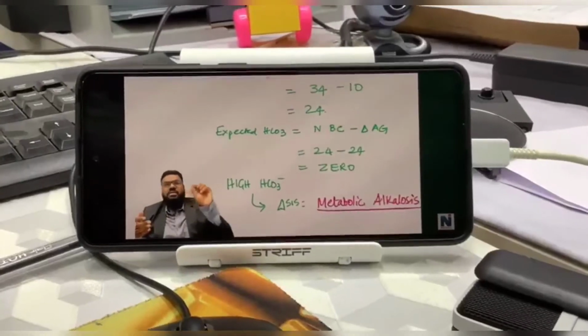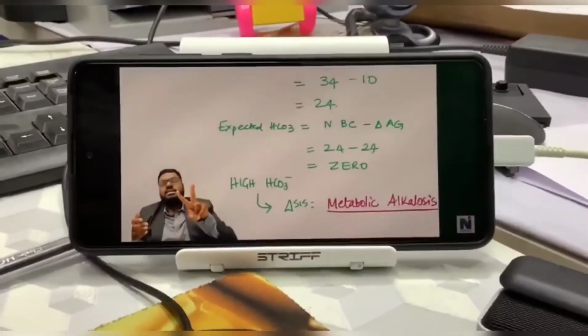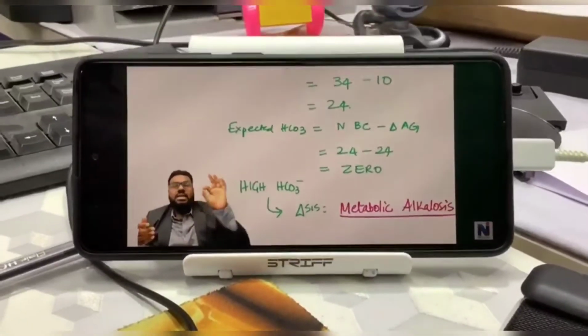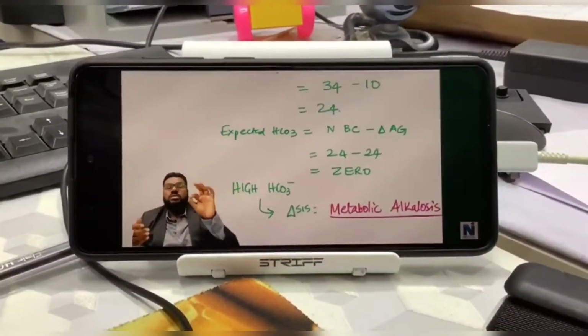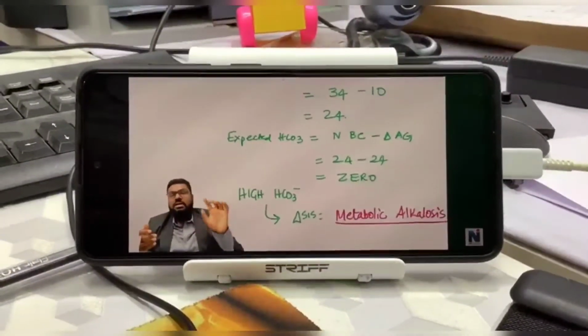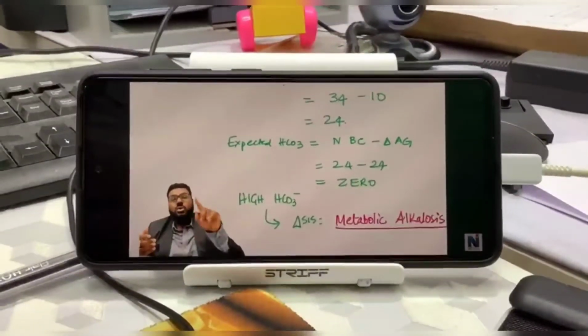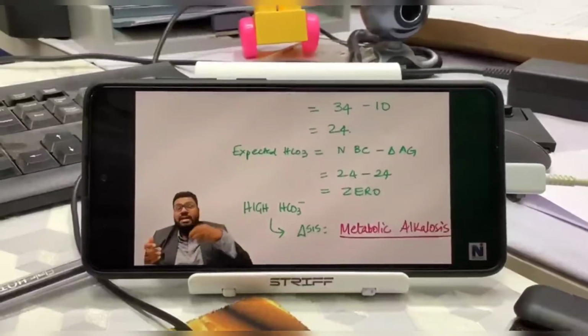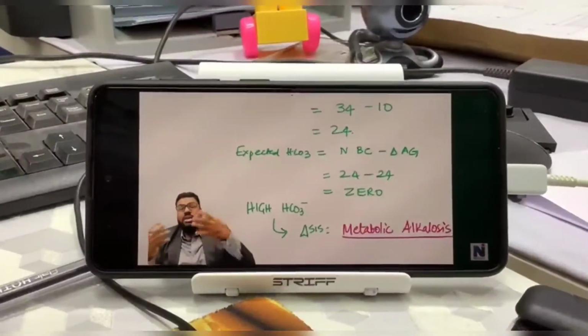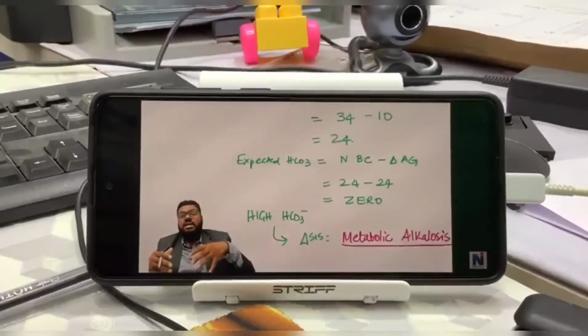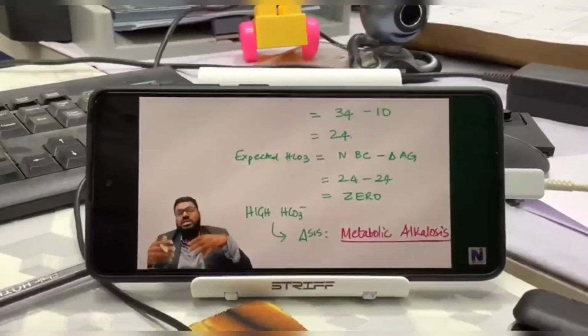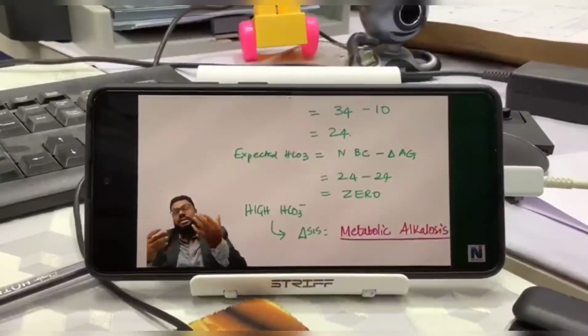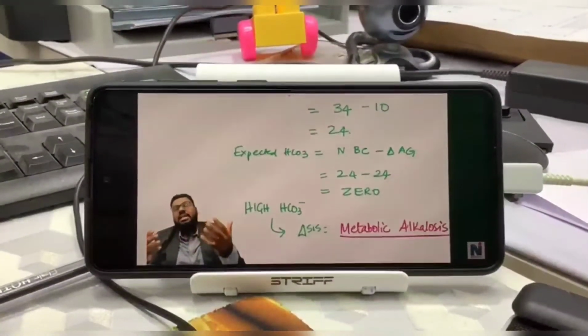H plus is obtained from acids. There are two types of acids in the body, volatile acids and non-volatile acids. The source for volatile acid is carbon dioxide, which is eliminated by the lungs. The source of non-volatile acid is the dietary intake of protein that you take. Every day you take a lot of proteins, in the form of vegetarian protein or non-vegetarian protein. So this gets converted into acid, and this acid is eliminated by the kidneys.